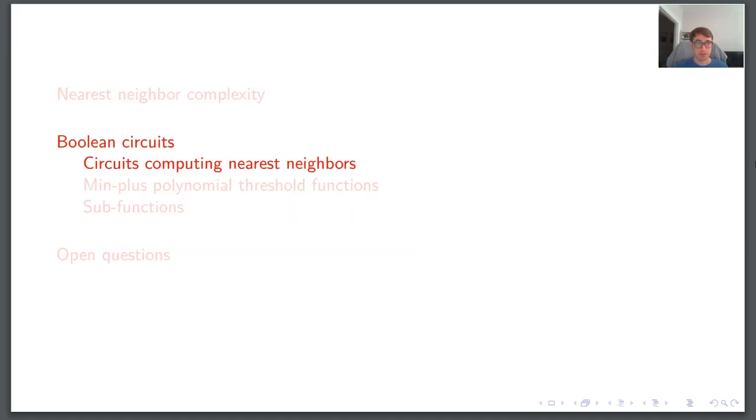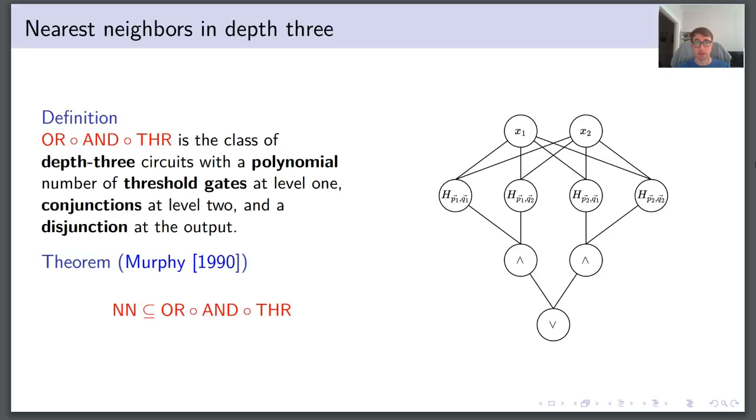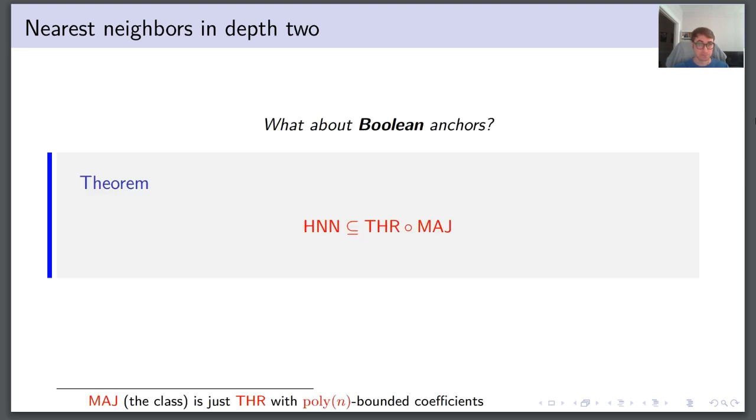So for the first question, I'll briefly mention 2 constructions of circuits computing nearest neighbors. One of these is the canonical depth 3 circuit of Owen Murphy from the 90s, which computes arbitrary nearest neighbor representations. And so this is in the class of circuits which have an OR gate at the output, AND gates below that, and threshold gates below that. And actually, it turns out that when anchors are Boolean, we can construct a depth 2 threshold circuit with exponential weights computing any HNN representation.